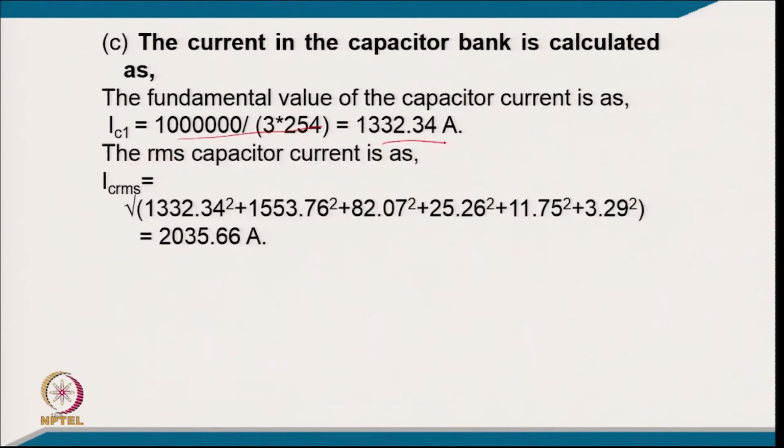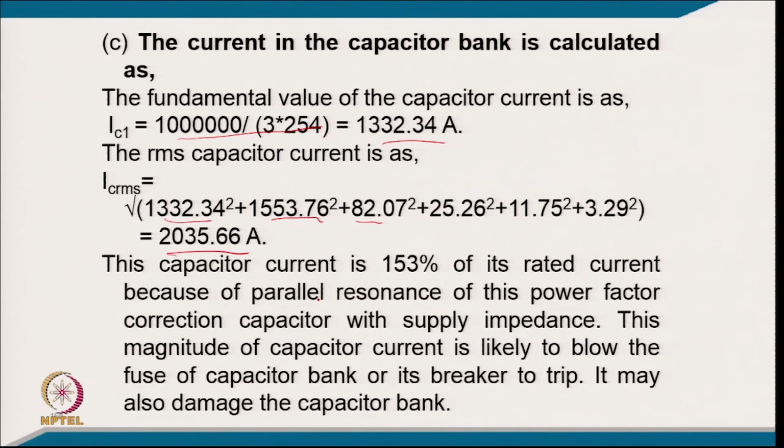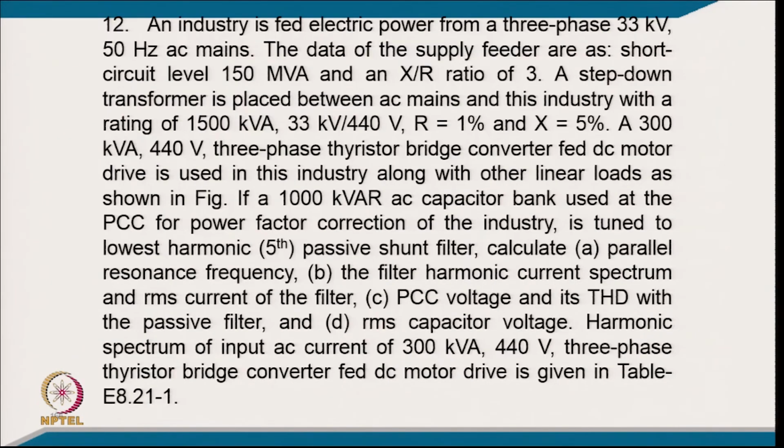This is the fundamental current, then the 5th harmonic current in the capacitor, and the 7th harmonic another, and in place of your 1332, it comes to 3566, which clearly says there is a resonance. So, the capacitor current is 153% of rated current because of the parallel resonance of this power factor correction capacitor with the supply impedance, and this magnitude of capacitor current is likely to blow the fuse of the capacitor bank and may also damage it. So, this is the condition of resonance that we have demonstrated through a numerical example.